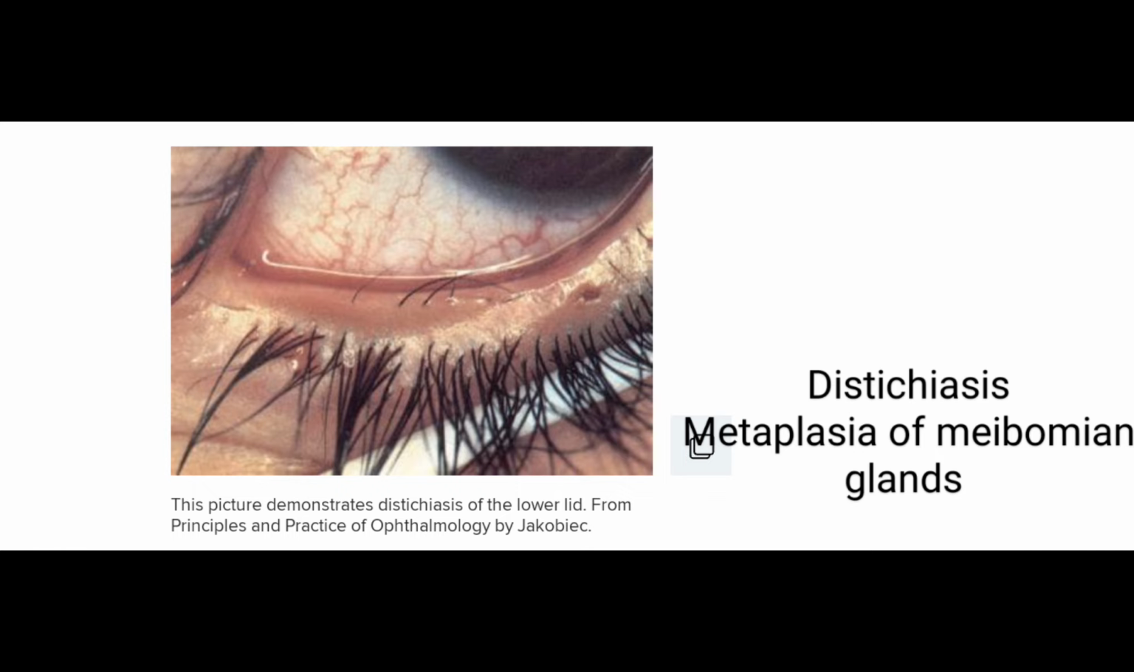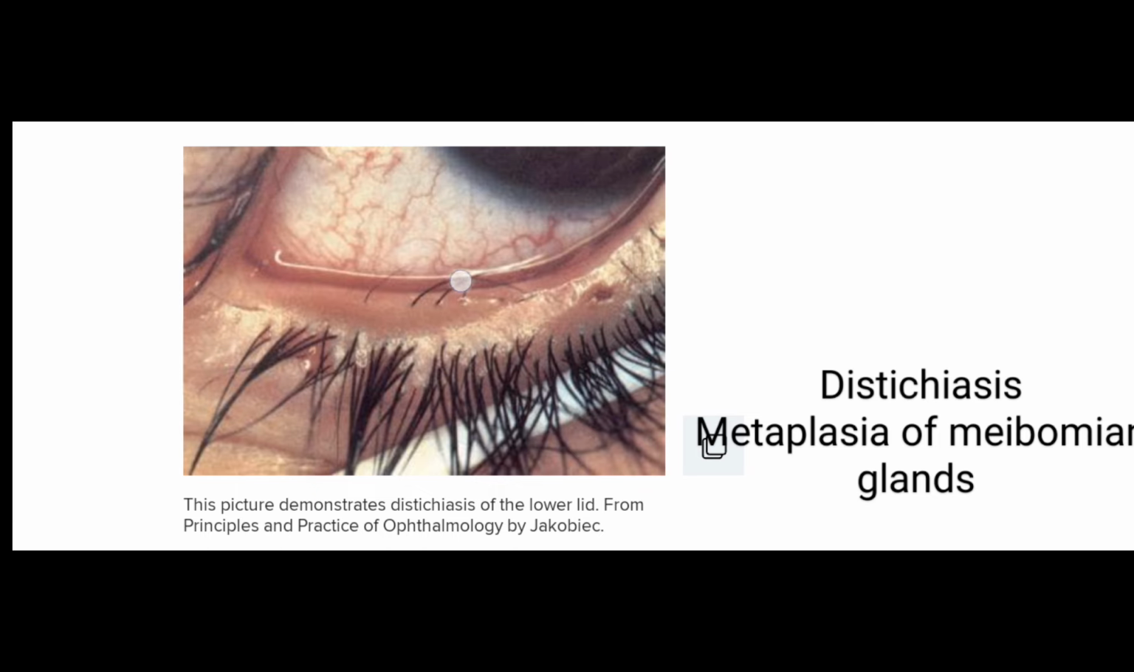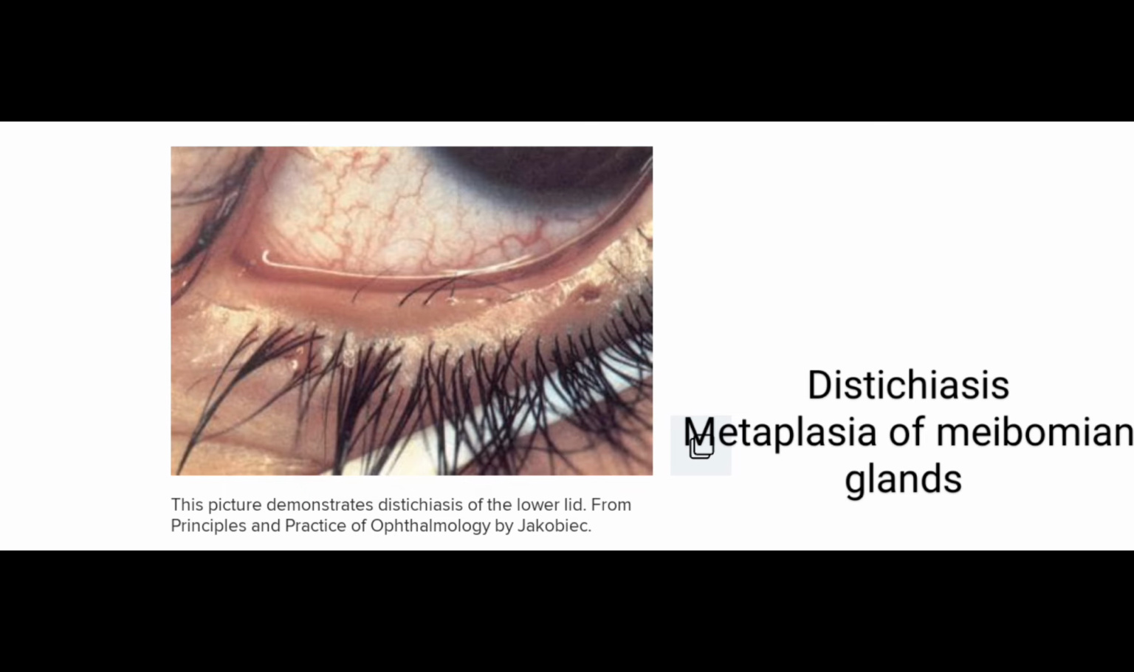Then this is the image of distichiasis. Distichiasis is basically metaplasia of the meibomian glands. The meibomian glands have undergone metaplasia, and here we see an extra row of eyelashes. This one is the normal row and this one is the extra row of eyelashes.